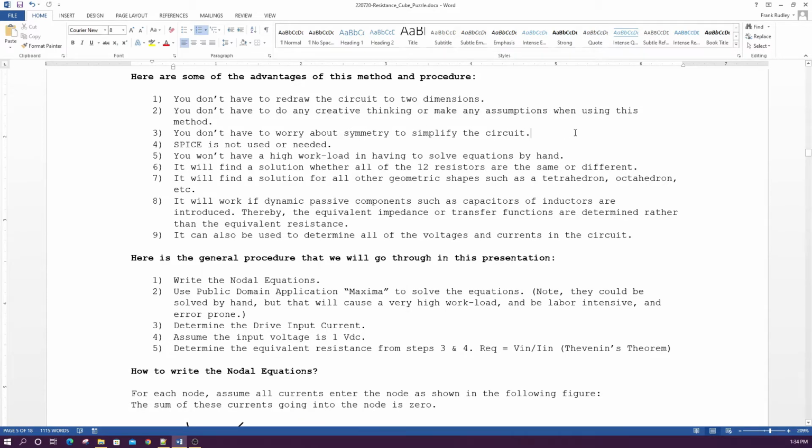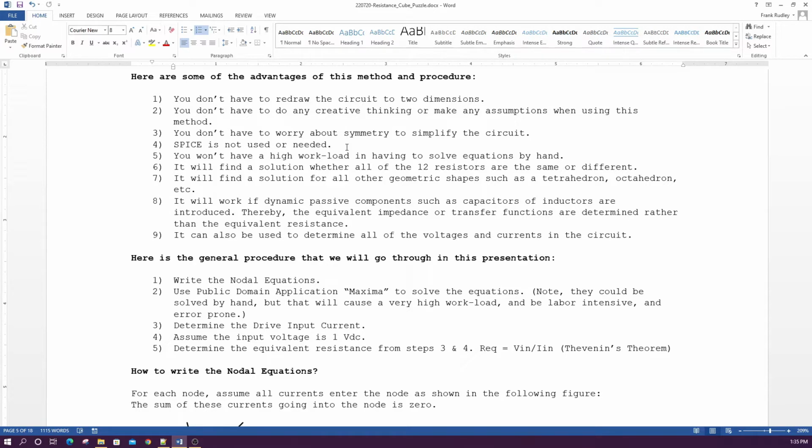Symmetry to me sometimes I consider cheating, but it gets you the right answer, because of something you might know or realize that other people might not know. Four, SPICE is not used or needed for this. SPICE is always good to analyze your circuits with, but this is more of a hand calculation method.